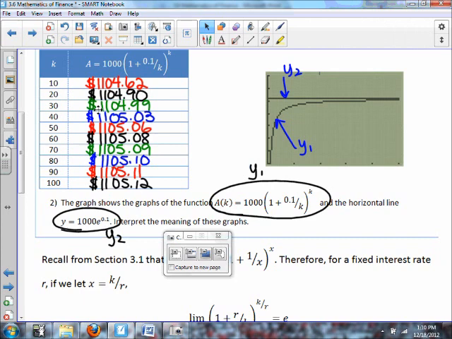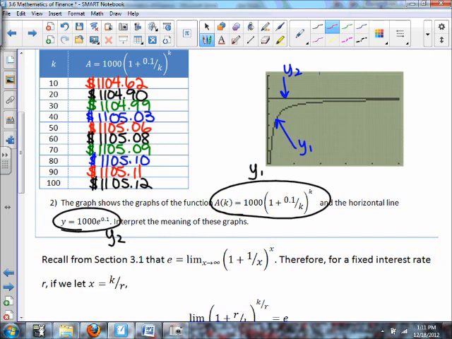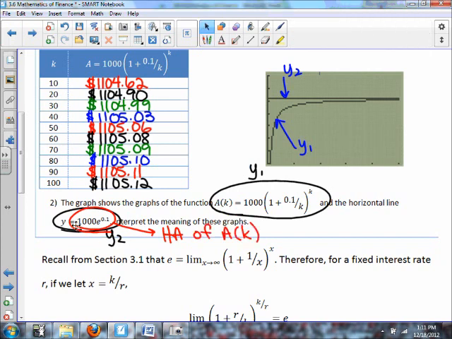So what does that tell you about Y2? It's a constant. Does it look like something that we've been covering lately? Kind of looks like an asymptote, doesn't it? Okay. So that tells you then that this is a horizontal asymptote of A of k. All right. So the top that it's going to be as big as k gets, it's going to eventually level off to about 1105 and some change. Okay, as you can see, it's starting to level off here.